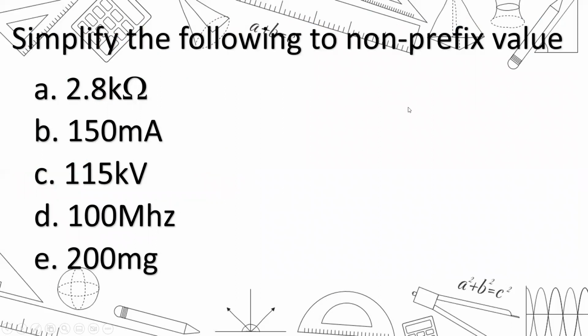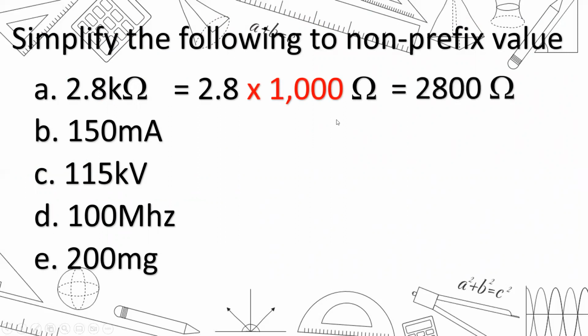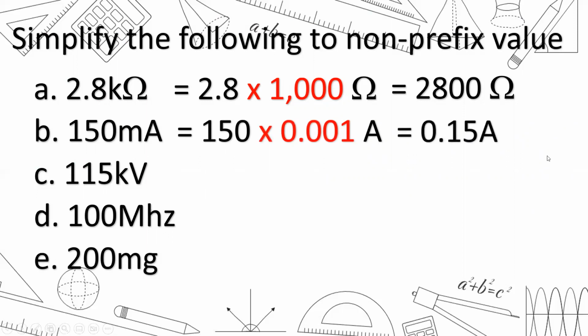So let us simplify the following to non-prefix values. Say, for example, letter A is 2.8 kilo ohms. So that is 2.8. We consider the metric prefix K, that is our multiplier is 1,000. So that will become 2,800 ohms. Letter B, 150 milliampere. So we write 150, then we also consider the prefix value of small letter m, that is times 0.001, and write the unit. So that will become 0.15 ampere.